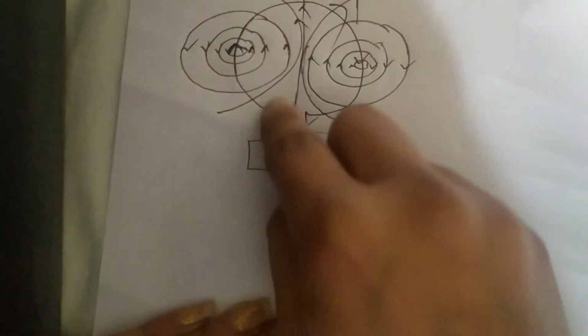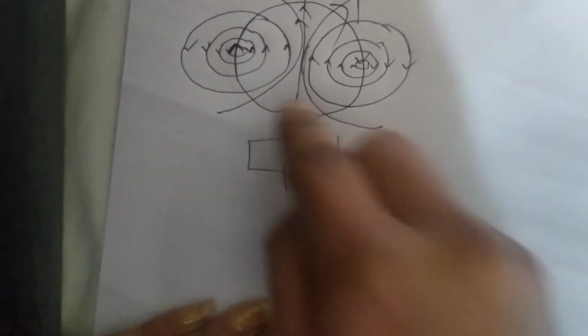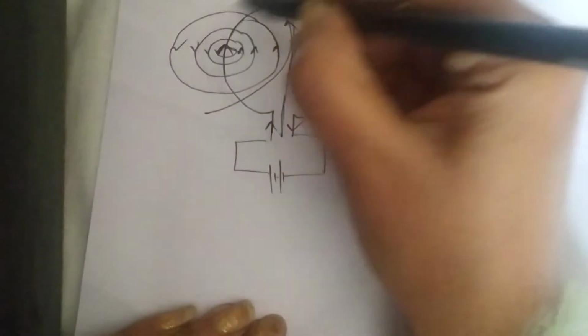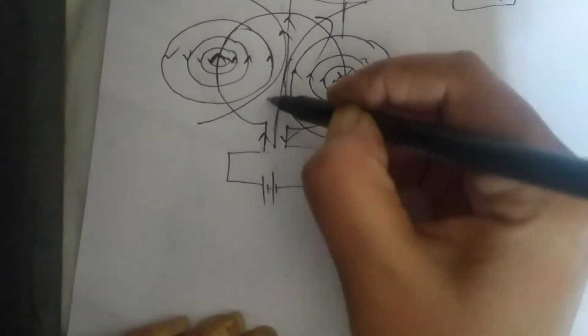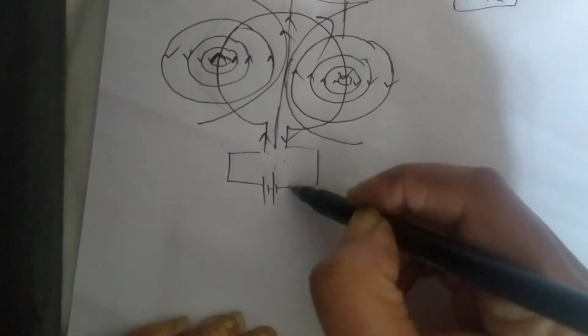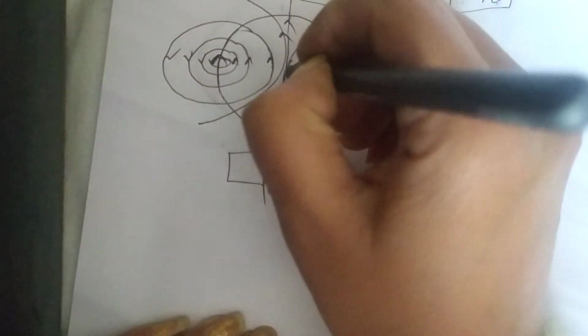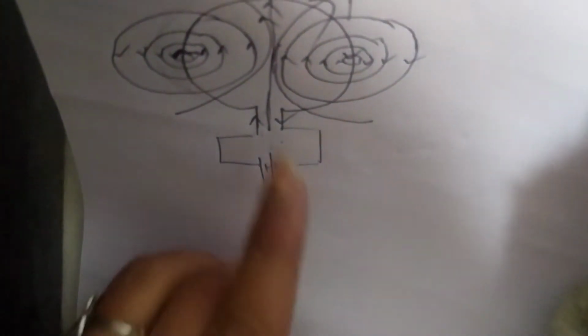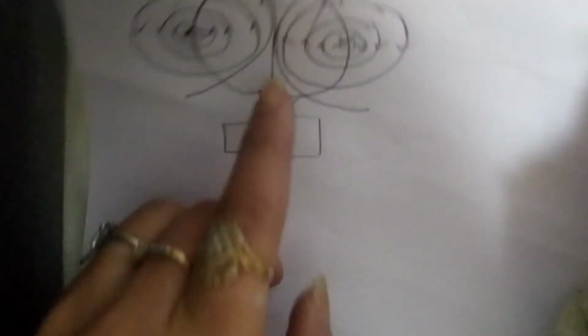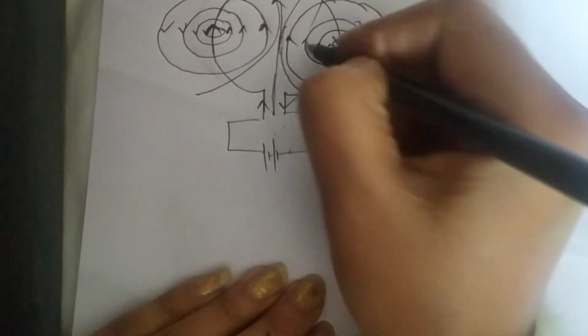What is the direction of current in the loop? See, it is going from here, it is coming out from here. So the current in the loop is in the clockwise direction. When the current in the loop is in the clockwise direction, then the magnetic field at the center is pointing into the paper. We considered it like this. So the magnetic field is into the paper. These lines are going in.